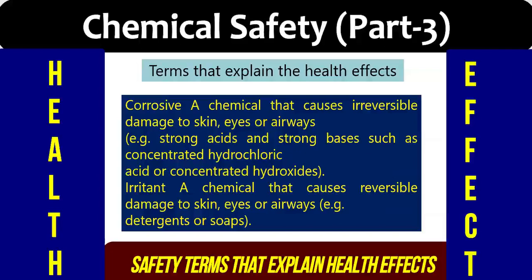For example, strong acids and strong bases, such as concentrated hydrochloric acid or concentrated hydroxides. What do you understand by the term irritant? A chemical that causes reversible damage to skin, eyes, or airways. For example, detergents or soaps. These are all things we are using on a daily basis at houses, at work, domestically or commercially. So we should be well aware of the chemical terms and the safety of chemicals.